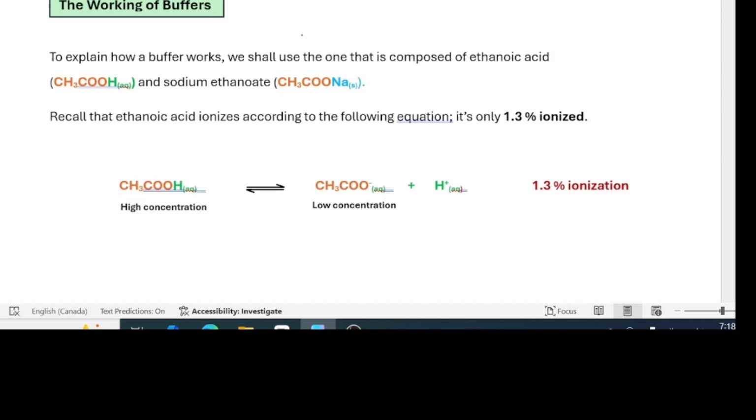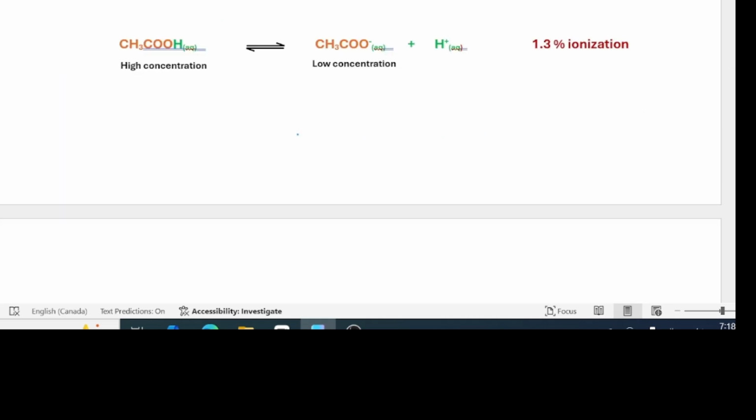The next thing is we show how a buffer works to maintain constant pH. And the buffer that we were using, since we've been using ethanoic acid, will be the combination of ethanoic acid and sodium ethanoate. Recall that when ethanoic acid ionizes in water, it does that only to 1.3%. So there will be a very high concentration of the molecular ethanoic acid compared to a very minuscule amount of ethanoate and hydrogen ions in solution.